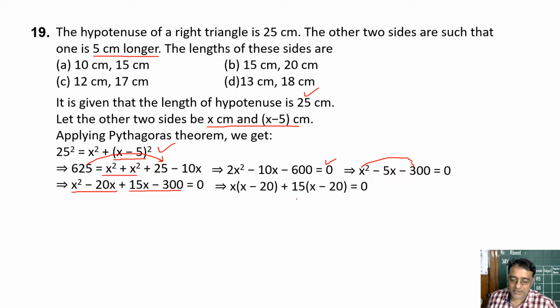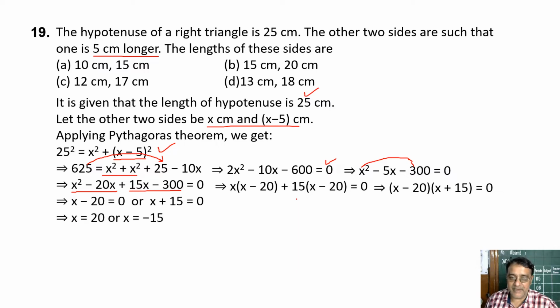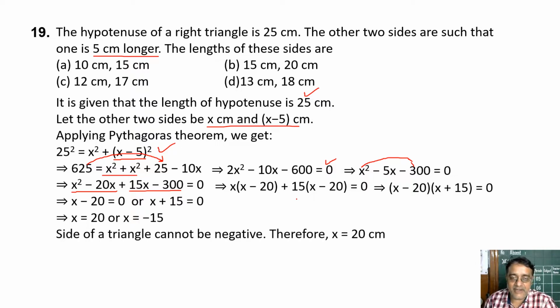Now from this we got two factors, x minus 20 into x plus 15. So दो values आ रहा है. कौन कौन से? 20 and minus 15. Yes, 20 and minus 15. But minus 15 we can't take because side is never negative. So side of triangle cannot be negative, therefore x is equals to 20. So other side 15 centimeters. So which option is the correct one? Option B. Right.